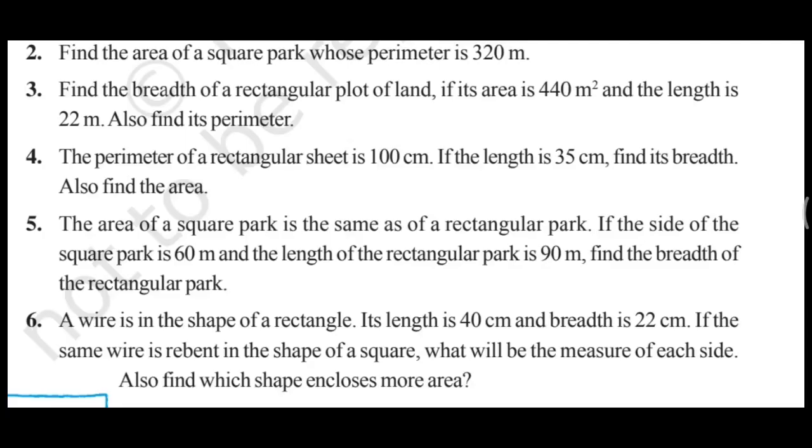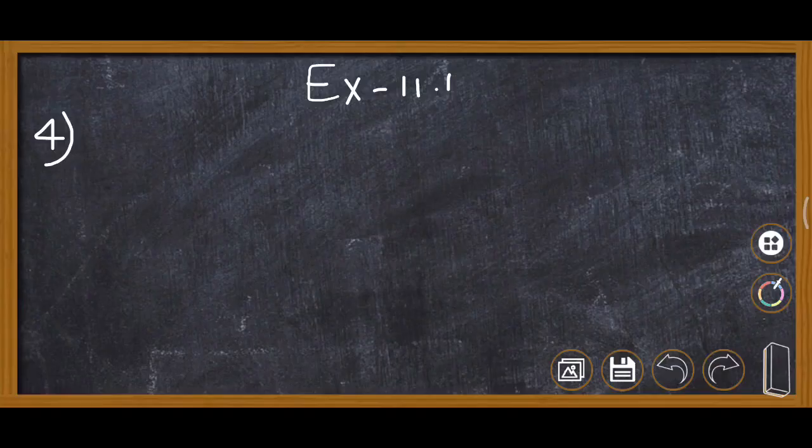This is question number 4. The perimeter of a rectangular sheet is 100 centimeter. If length is 35 centimeter, find its breadth, and then we will find area of the rectangular sheet. This is question number 4. It is given perimeter of the rectangular sheet is 100 centimeter. Length is 35 centimeter. Find its breadth.